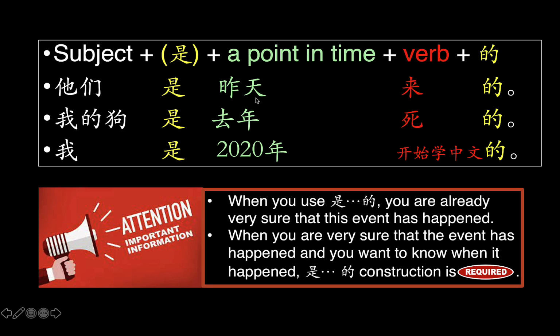Okay. 他们是昨天来的. That means we saw them, or we know that they are here. So I want to tell you that it is yesterday that they came. So 他们是昨天来的. 我的狗是去年死的。死 means to die. It's sad, I know, but this is an example. 我的狗 my dog 是去年死的。OK，我是2020年开始学中文的。开始 to start, 学 to learn, to study. So 我是2020年开始学中文。That means I have already started learning Chinese. So I'm telling you the exact year when I started to learn Chinese.